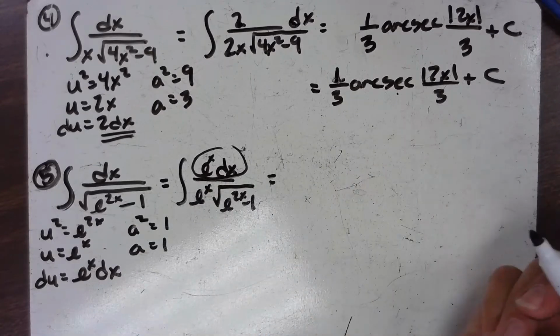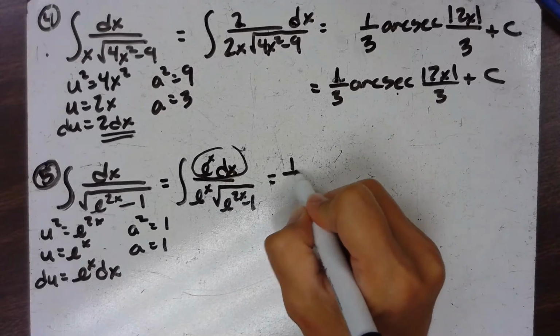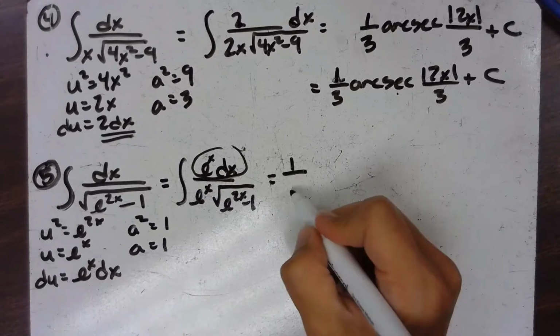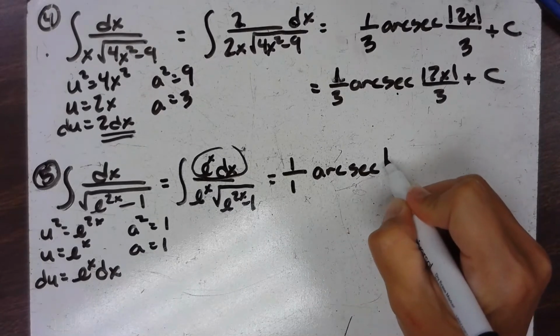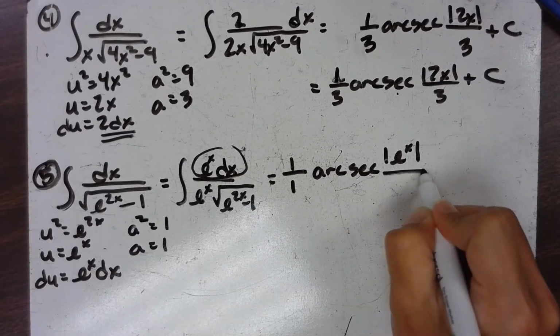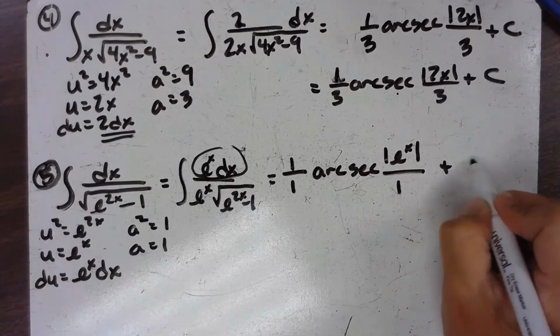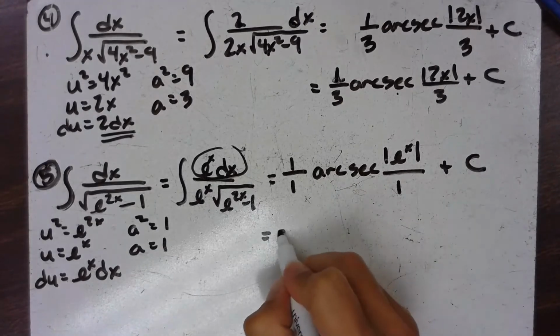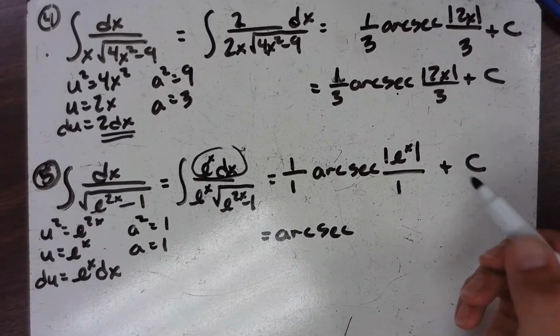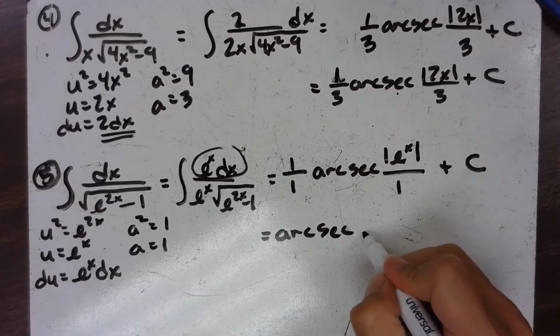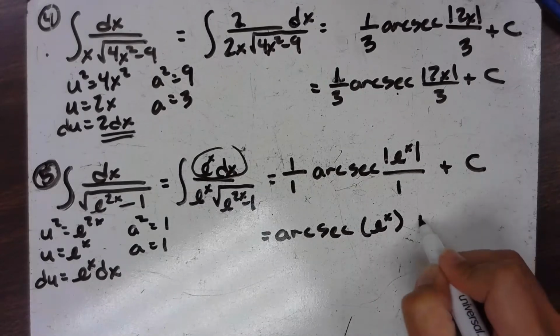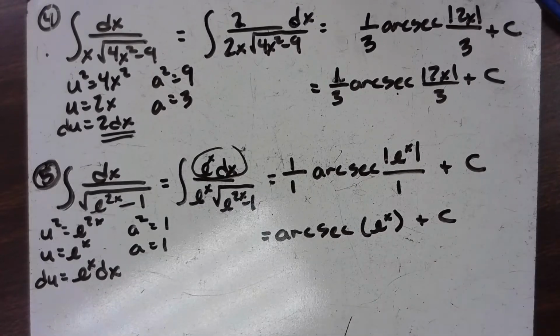So now I have the arc secant. But remember, it's 1 over a, my a value is 1. Arc secant is the absolute value of u over a. All right, so just to clean it up, arc secant. And if you think about it, e to the x doesn't ever go negative, so you could just have e to the x like that without the absolute value. So with or without is fine.